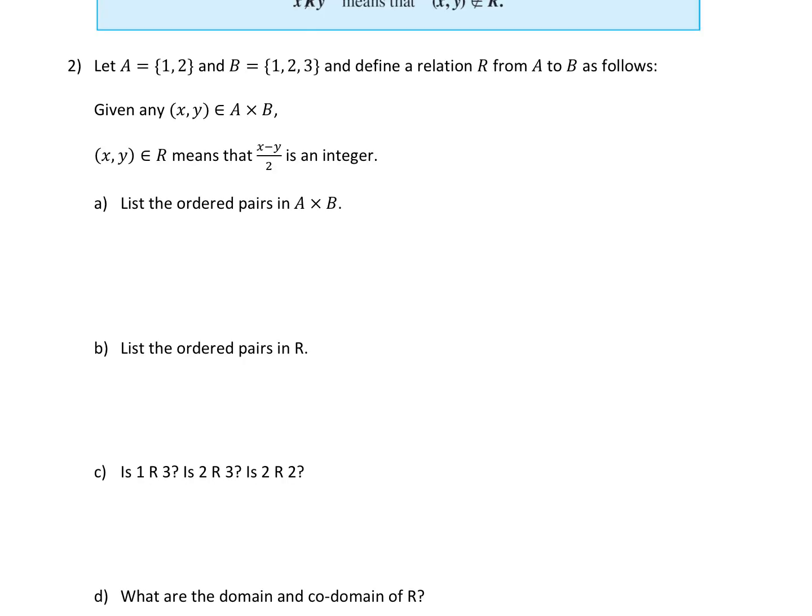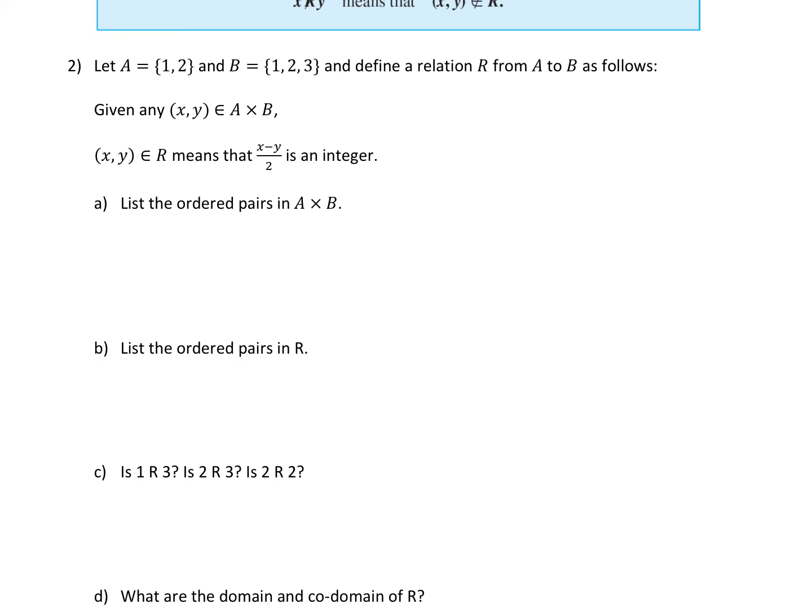Okay, we have two sets, A and B. A is just the numbers 1 and 2, and B is the set of numbers 1, 2, and 3. We're going to define a relation R from A to B as follows. Given any x y in A cross B, x y is in R if and only if (x minus y) over 2 is an integer. Okay, so first we're going to list all the ordered pairs in A cross B.